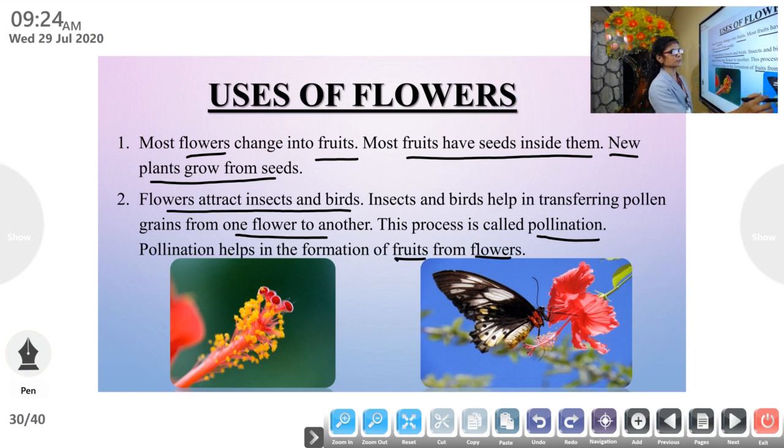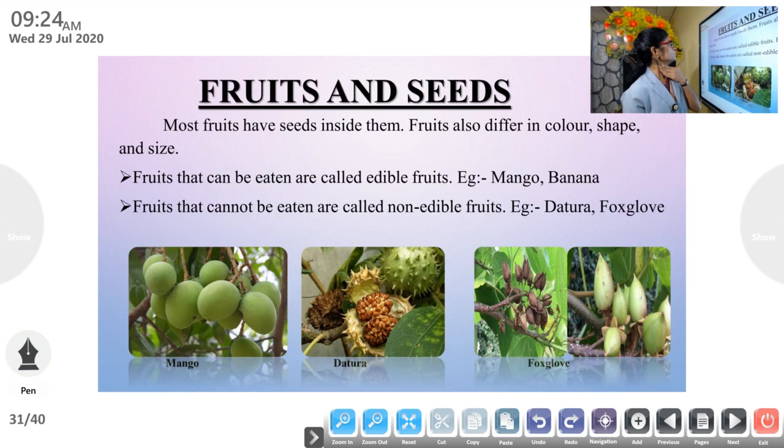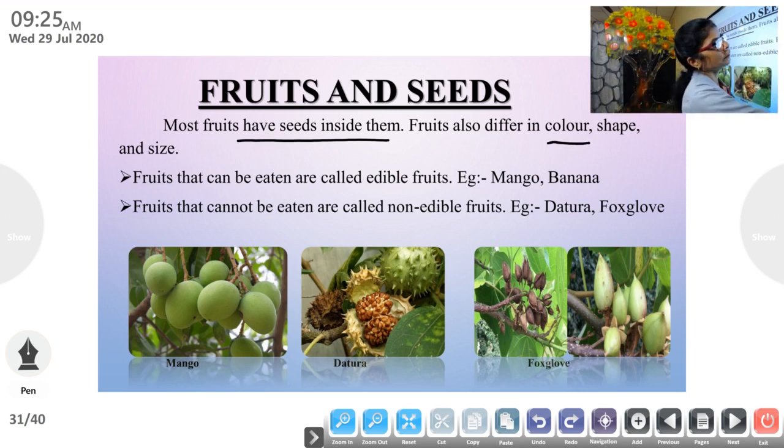Look, this butterfly is sitting in the flower. Next is about fruits and seeds. Most fruits have seeds inside them. Fruits also differ in color, shape and size.